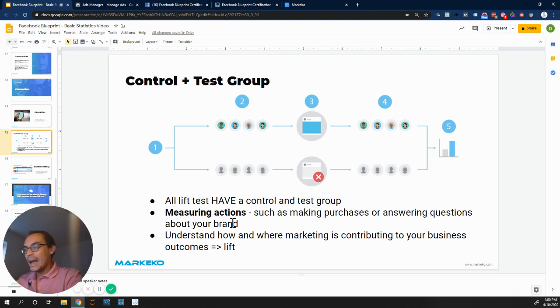So understand how and where marketing is contributing to your business outcomes. And that's where lift is. And that's why whenever you see conversion lift, brand lift, right? What I'm really trying to say is, am I getting better results from my campaigns or my marketing efforts? The only way to see that is by comparing a control group with a test group, right? My test group is going to see the ads, my control group won't see anything. And that's the only way I can say whether things are working or not.